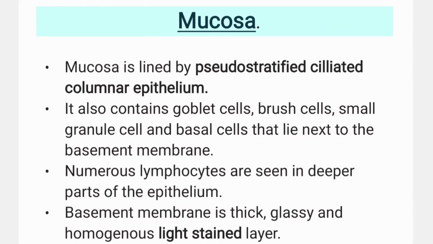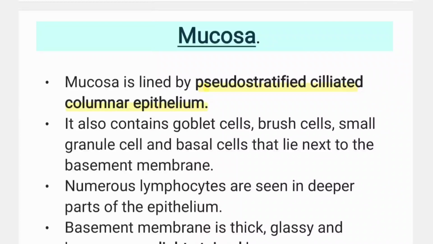So our first layer, or the innermost layer, is the mucosa layer. The mucosa layer is lined by pseudostratified ciliated columnar epithelium. It also contains goblet cells, some brush cells, small granule cells, and basal cells that lie next to the basement membrane. We can also find numerous lymphocytes in the deeper parts of the epithelium, deep to the epithelium.